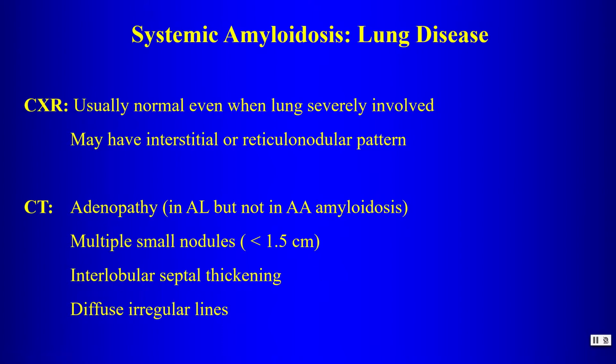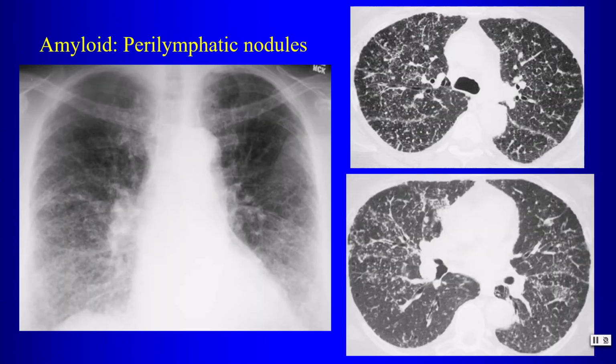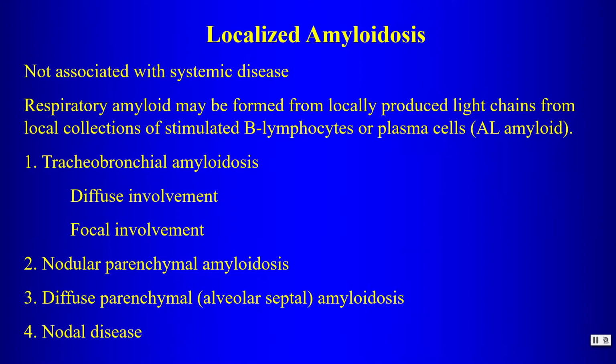You might see small nodules and interstitial thickening, but amyloidosis involving the interstitium of the lung can give you perilymphatic nodules, as in this example. So this is a rare cause of perilymphatic nodules within the lung. Realize, though, that sarcoid and lymphangitic tumor are much more common causes of perilymphatic nodules in the lung, but amyloid can give you a perilymphatic distribution of small nodules in the lungs.